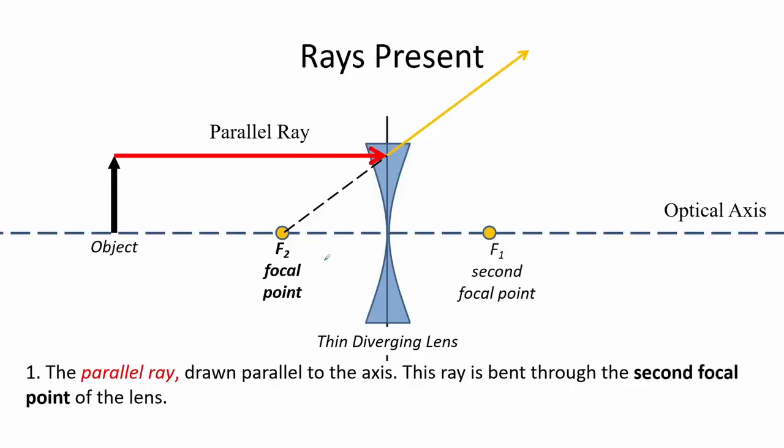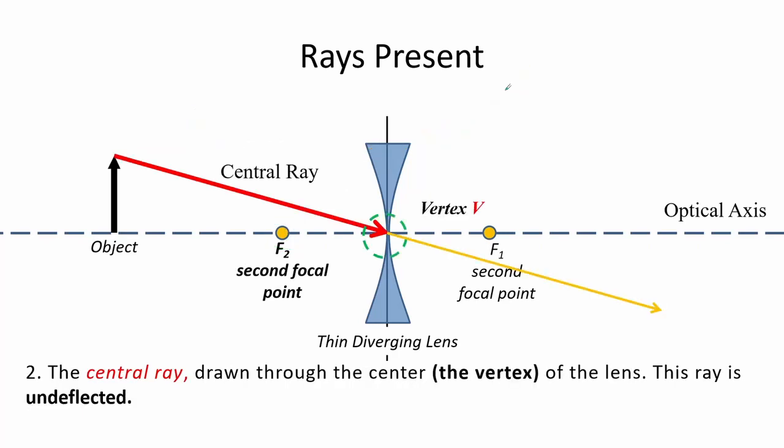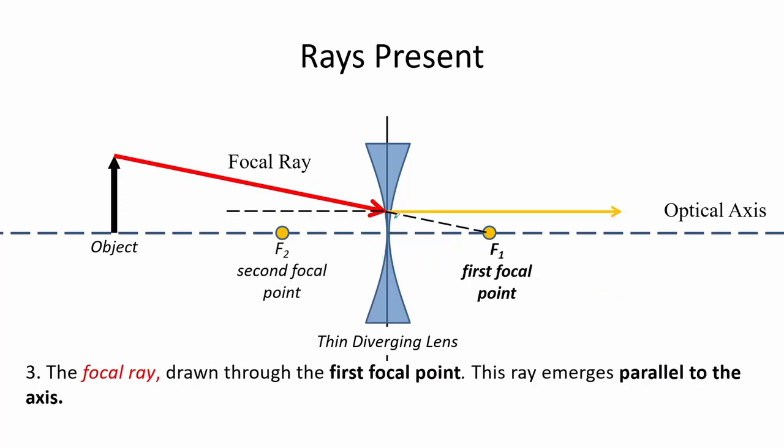Here we examine the rays present for thin diverging lenses. The parallel ray here is drawn parallel to the optical axis, then diverges with an angle with respect to the second focal point. Central ray is drawn towards the vertex without deviation as shown on the figure. Focal ray is drawn towards the first focal point and moves parallel with respect to the optical axis.